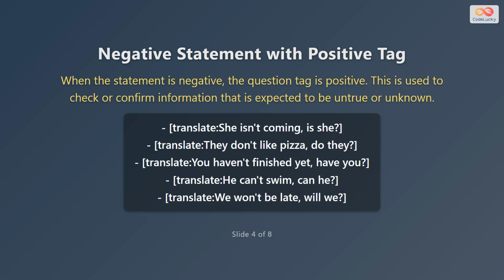When the statement is negative, the question tag is positive. This is used to check or confirm information that is expected to be untrue or unknown. Examples include she isn't coming, is she, or you haven't finished yet, have you?